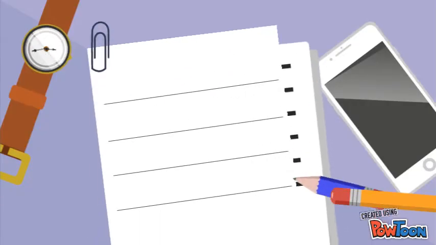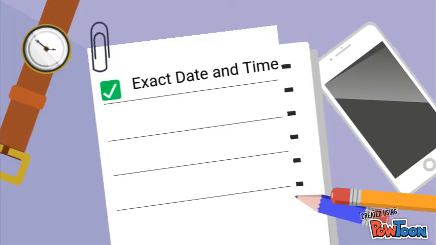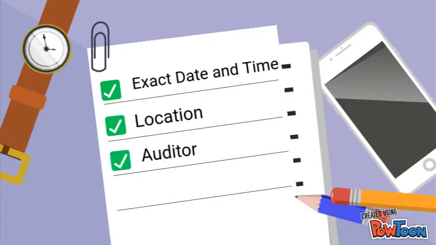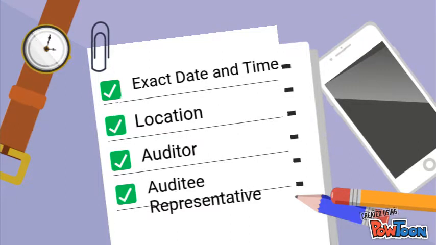The audit itinerary contains details such as exact date and time duration of the audit per area, the location of the audit, the auditor, the auditee representative, and other resources needed.